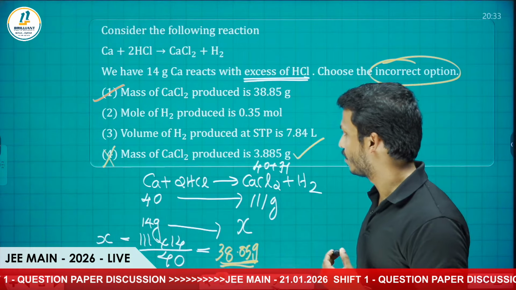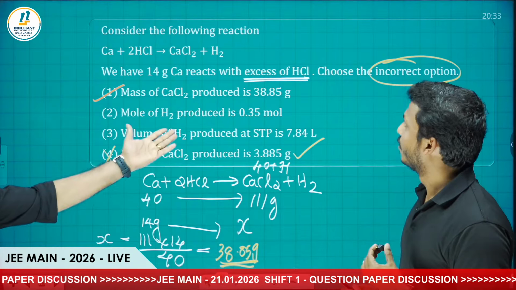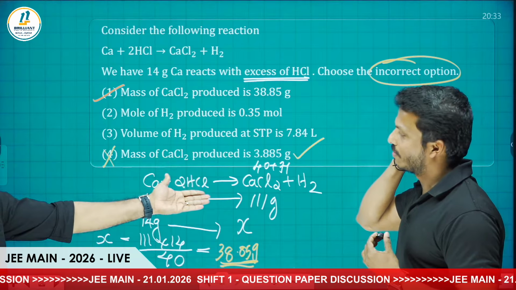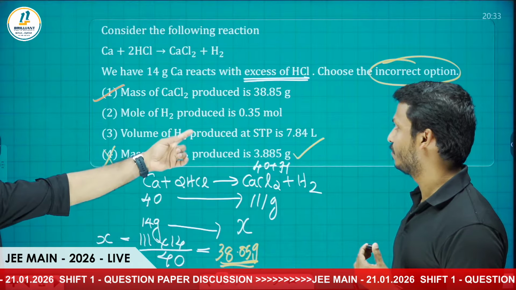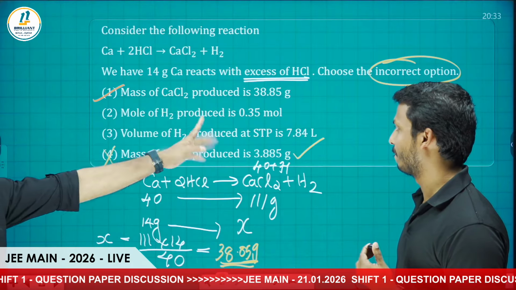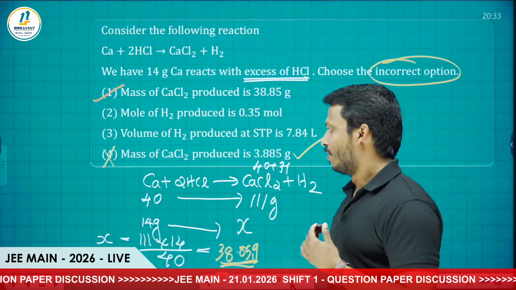Mole of H2 produced is equal to, see, only the wrong one they are asking. Already you got the answer. The remaining will be correct only. 0.35. 0.35 mole means you can find out the number of moles and you can multiply. Okay, so volume of H2 produced.